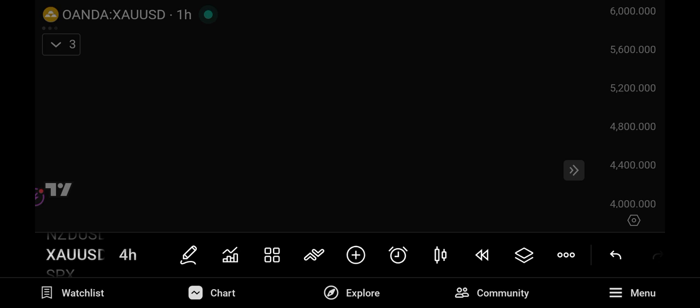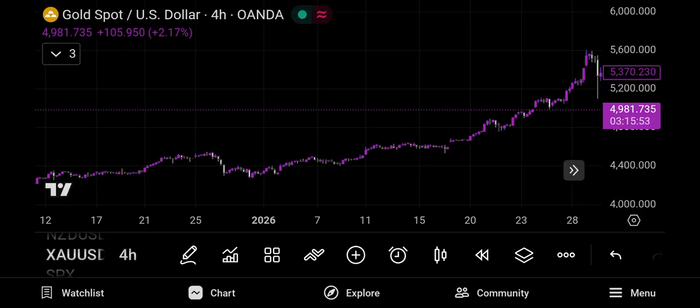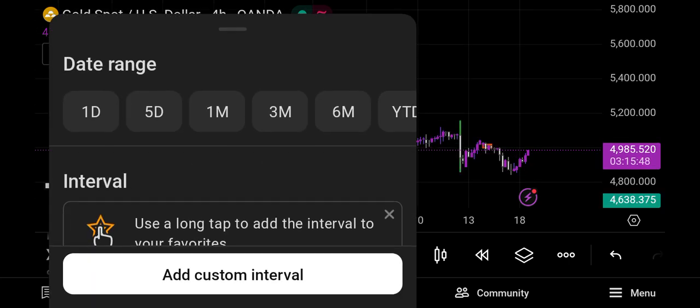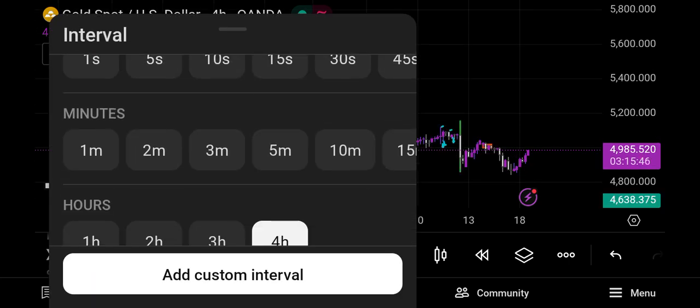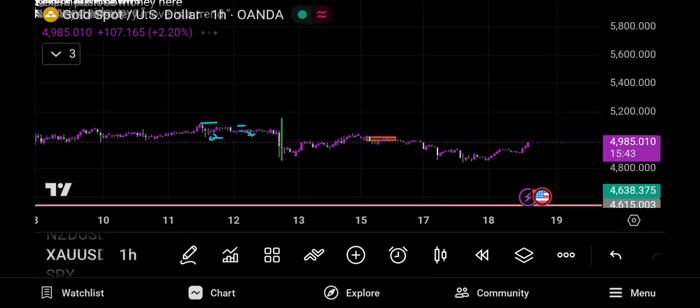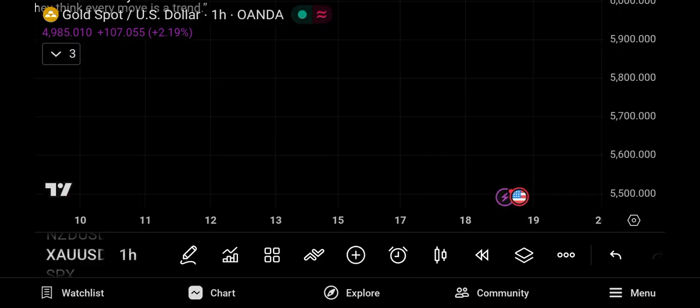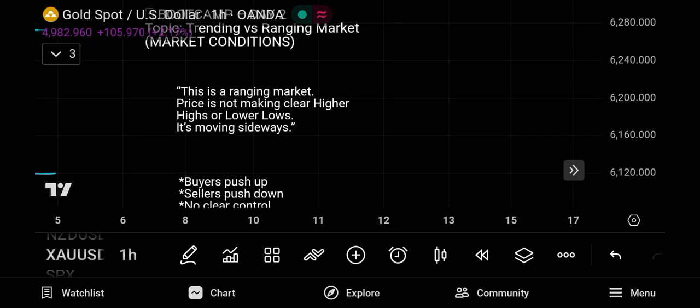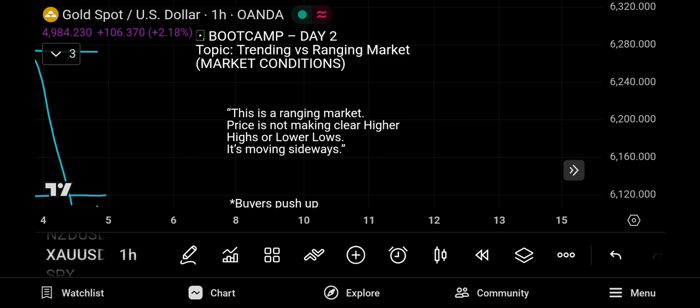So what did we learn today? We learned there are three types of market conditions. We have an uptrend, we have a downtrend, and we have a ranging market. An uptrend is made up of higher highs and higher lows, which means buyers are in control of the market, and we are looking for buy orders, no sell orders over here.